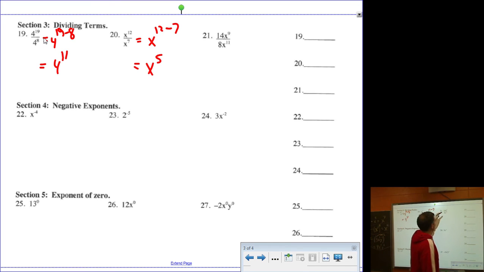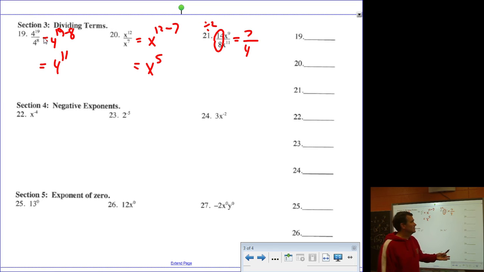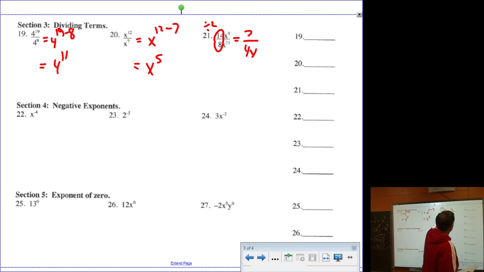And here I need to reduce the fraction. 2 goes into both of those numbers. That would be 7 over 4. And then I've got 9 x's on top and 11 x's on the bottom, so I go to cancel them out. 2 extra x's on the bottom, right?